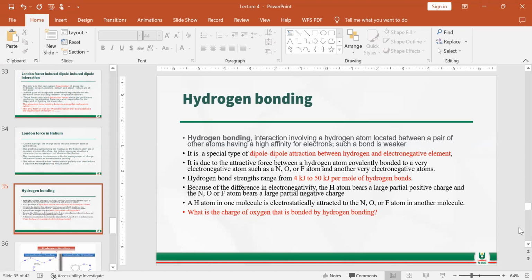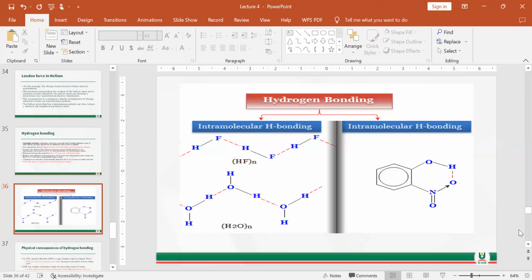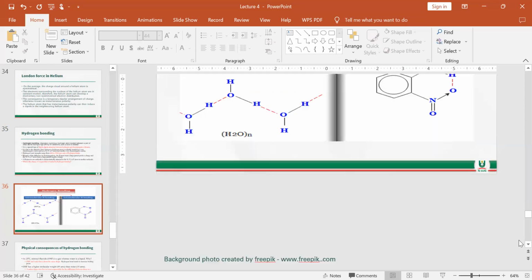Because of the difference in electronegativity, the hydrogen atom bears a large partial positive charge, and the nitrogen or oxygen or fluorine or chlorine atom will now have a large partial negative charge. The hydrogen atom in one molecule is electrostatically attracted to the other atom, and that is what we call hydrogen bonding. So we can see the hydrogen bonding in hydrogen fluoride. The hydrogen bonding is normally denoted by the dotted line. So like this molecule, because hydrogen is up, oxygen is up, there's a dotted line, that's the hydrogen bond existing. So that is how it exists.